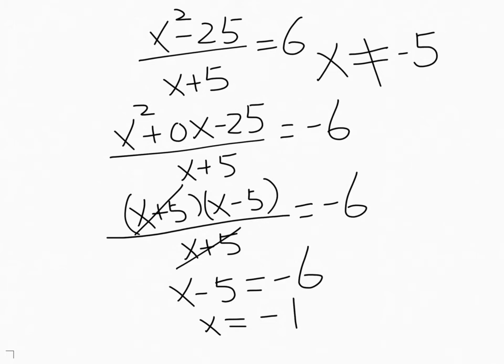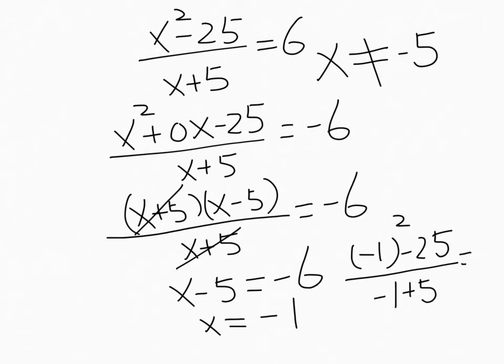Again, you should always check your answer by plugging it back into the equation, which is -1 squared minus 25 over -1 plus 5. Is this equal to positive 6? You should do the check yourself.